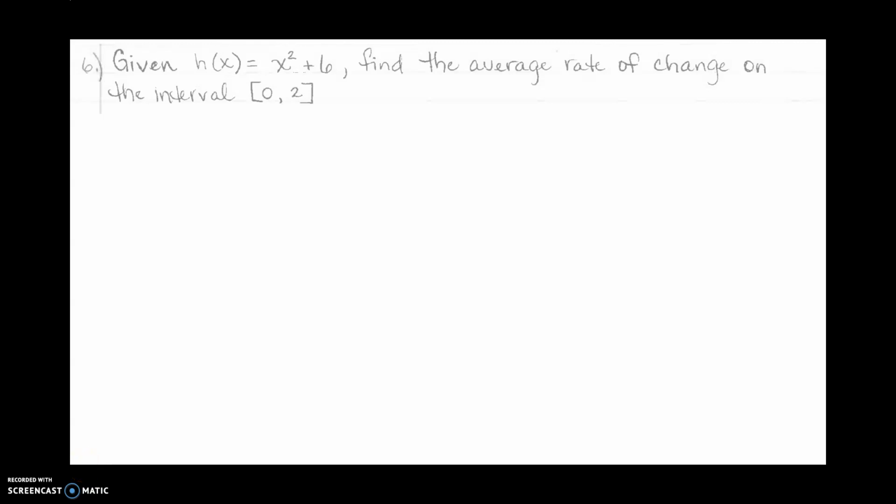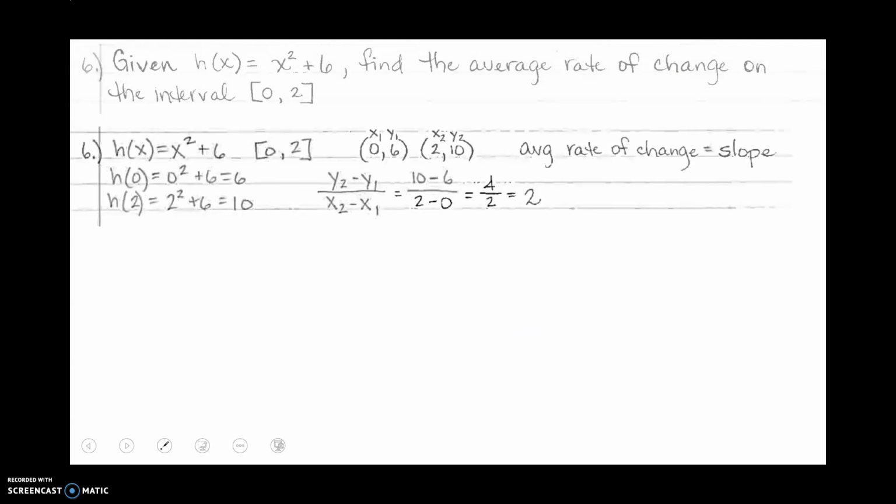Right, let's look at number 6. For number 6, they ask us to find the average rate of change. Average rate of change is just slope, right? So slope is y2 minus y1 over x2 minus x1. So same slope formula is what we've always used. So you're going to need 2 points for that.